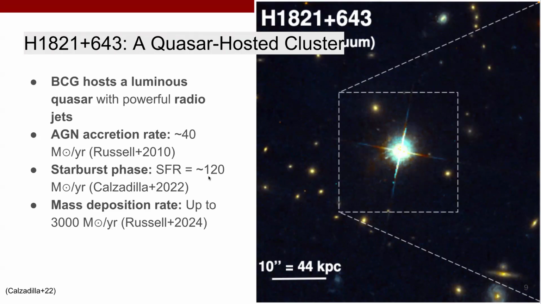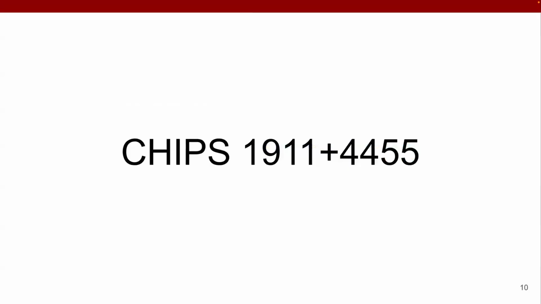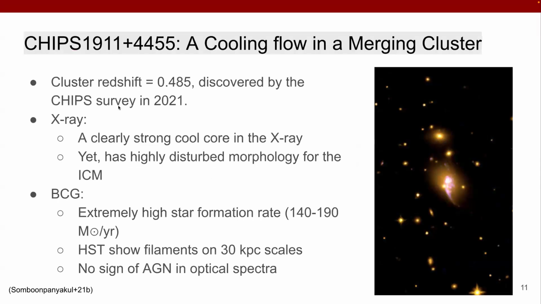Okay, so these are two very different examples of what a BCG can be inside a galaxy cluster that are not dead and late galaxies. Okay, so now it's time to talk about CHiPS 1911+4455, another example of this kind of BCG. Okay, so here is CHiPS 1911.